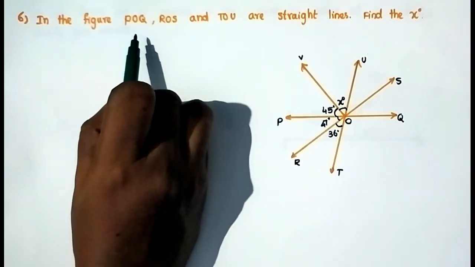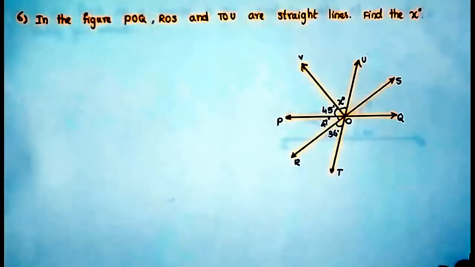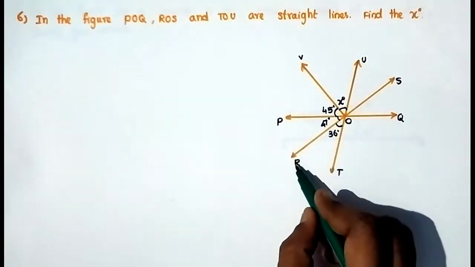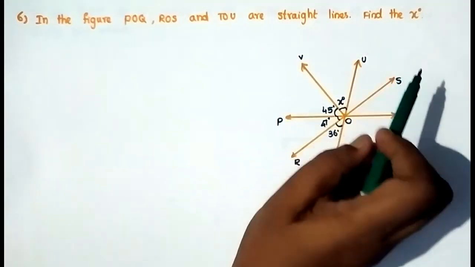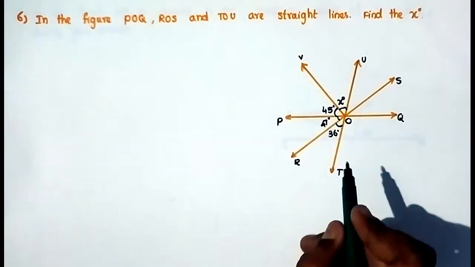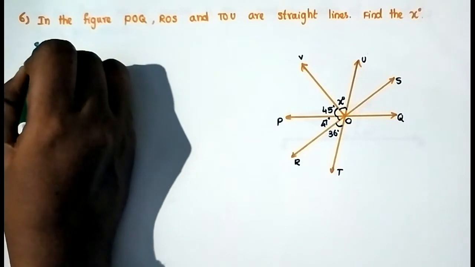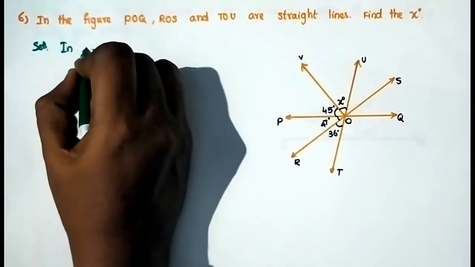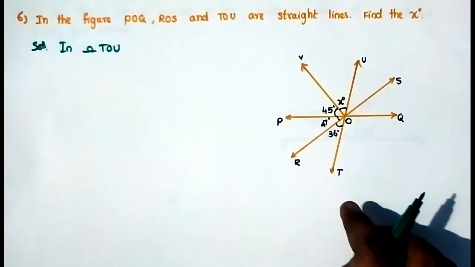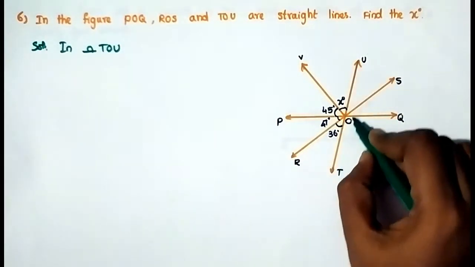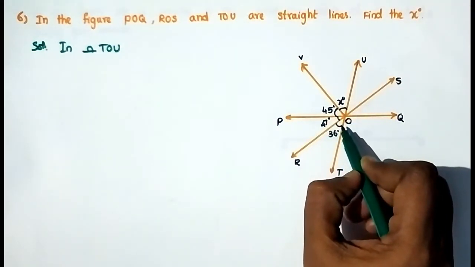Sixth sum. In the figure, POQ, ROS and TOU are straight lines. Find the x value. Listen, in straight line TOU, this is a straight line. So if we add all the angles, we get 180 degrees, right?